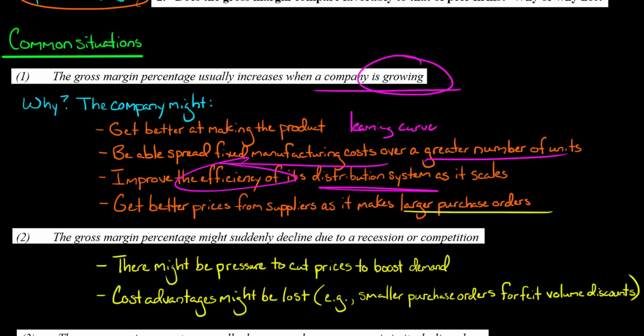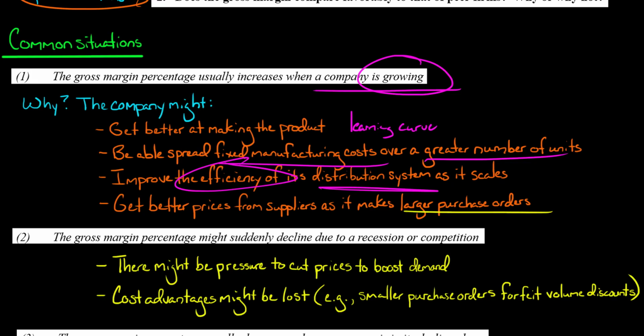Now, you can sometimes have just a sudden decline. Maybe the gross margin percentage was going up and then suddenly it drops off. And you say, well, what's going on? Could be some macroeconomic factors like the recession going on, or it could be that there's increased competition. Maybe this company initially didn't have many competitors and now competitors saw how profitable it was. They're coming in and competing.